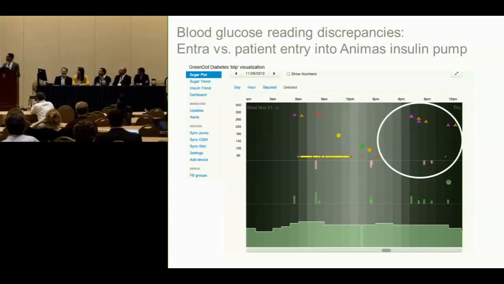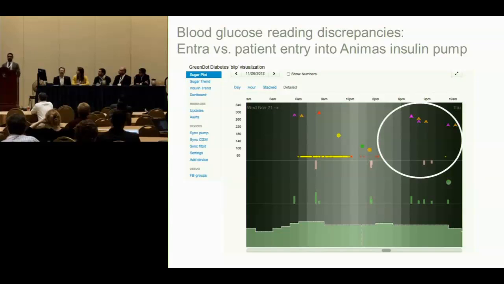So the top part of the graph there are patients' blood sugars, so green dots obviously represent normal blood sugars, and you have the arrows pointing up in color that are representing high blood sugars. And what we're seeing here in orange are Alex's glucose values from her Entra glucometer compared to what she's entering in to her insulin pump.